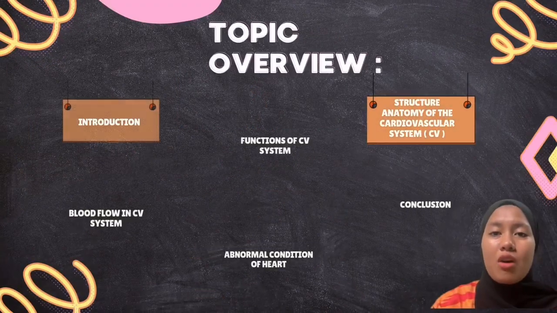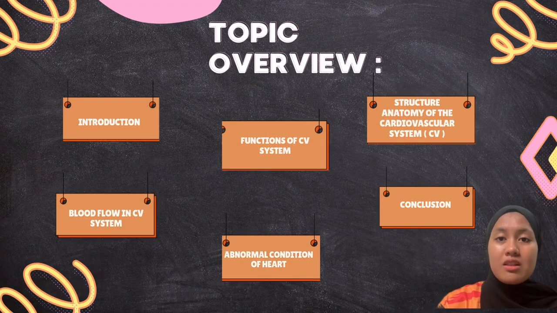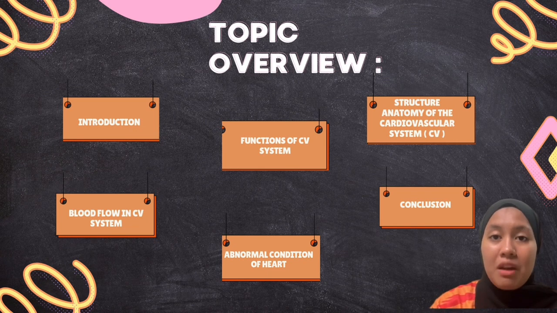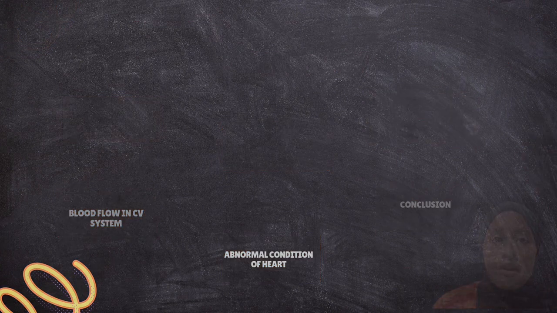The topic overview of this chapter is Introduction, Blood Structure, Anatomy of the Cardiovascular System, Function of Cardiovascular System, Blood Flow in Cardiovascular System, Abnormal Condition of Heart, and last one is Conclusion.